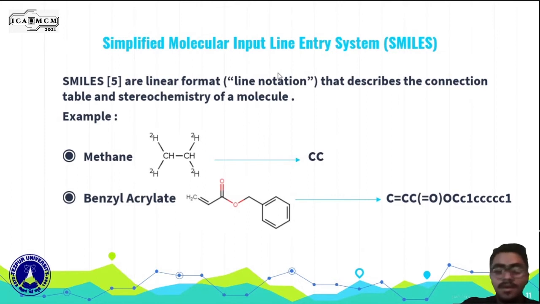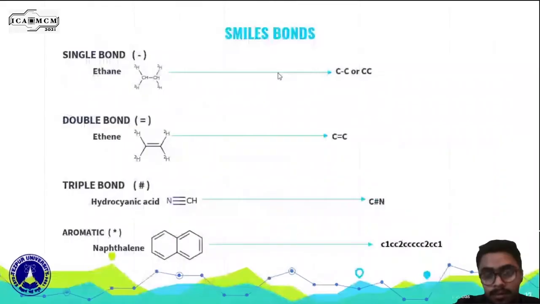As you can see, methane can be represented in a linear way using just 2 characters. Similarly, for complex structures like benzyl acrylate, as you can see, a linear string can be used to represent the same, and you can see how the bonds and all the chemical notations can be represented. These are some more examples of other chemical components.